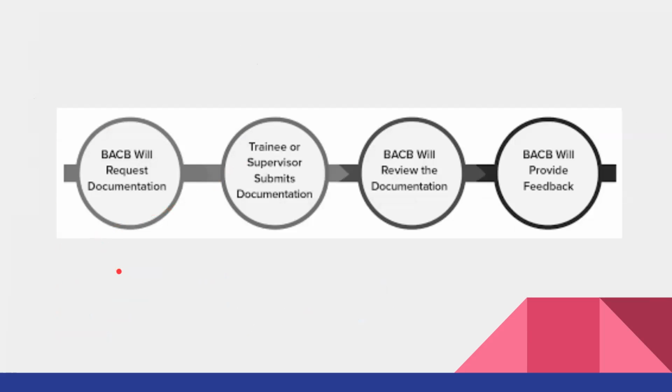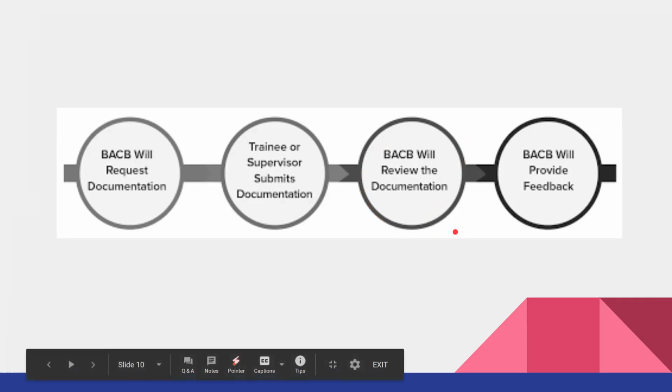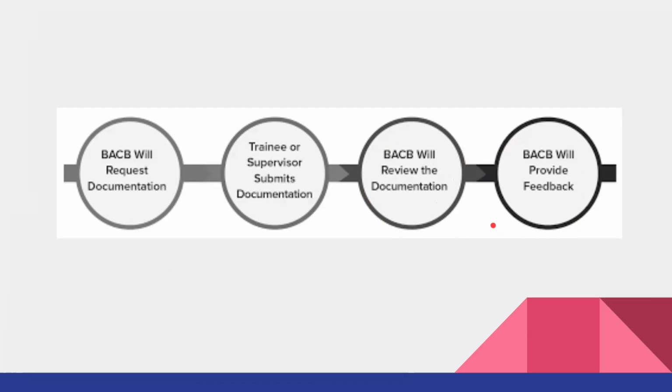So here is a little comprehension flow chart for sitting and taking the exam. First, the BACB will request documentation, so your final forms and your contract. The trainee or supervisor will submit this documentation to the board, and they will review it and provide feedback. The board will then contact you and let you know of approval, whether you can take the exam or if you're missing any hours and need to backtrack.